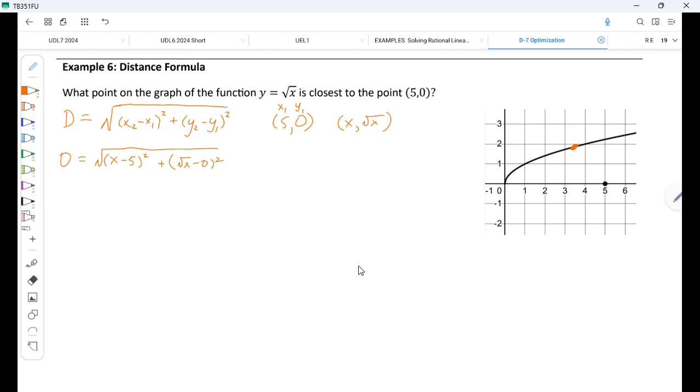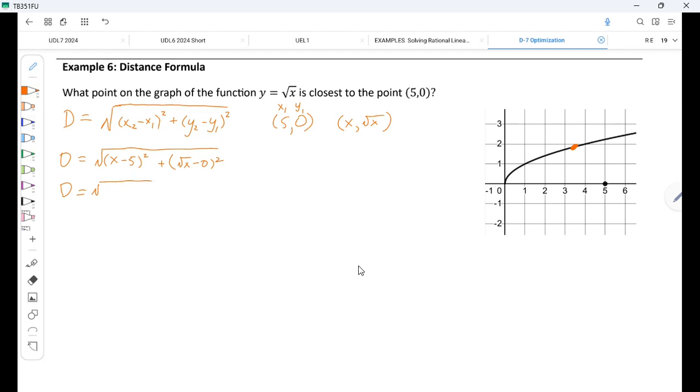So the fact that our point is on the x-axis actually is going to make this a lot simpler because square root of x minus 0 is just square root of x, and then we get to square it. Otherwise, we'd have to do some kind of foiling, which would have left us with some other stuff. So this problem is slightly easier because that y coordinate is 0. All right, so let's simplify that.